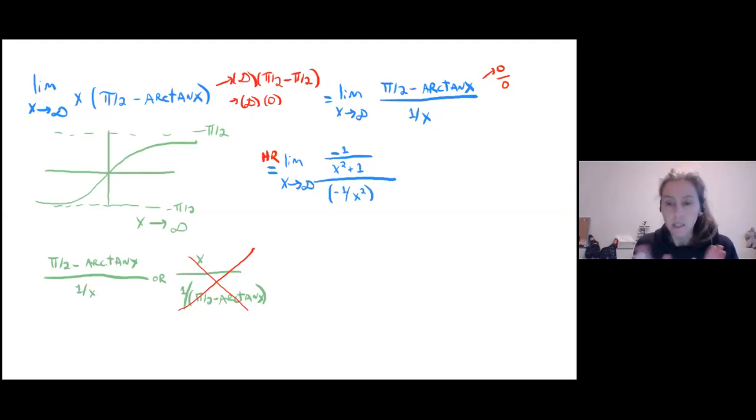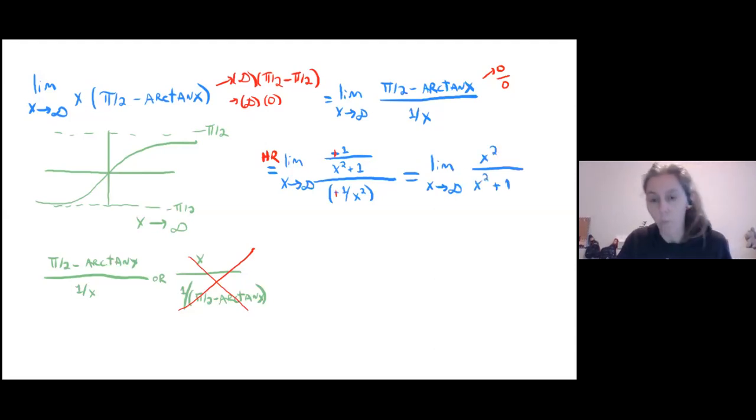again. But that doesn't mean I should use L'Hopital's rule again immediately. Remember what we've said. Always make sure that you simplify before you just immediately go to L'Hopital's rule again. So I'm going to simplify. Those negatives are going to become positives. And then that x squared can be moved up to the top to give me x squared over x squared plus 1. So at this point, I have two options.